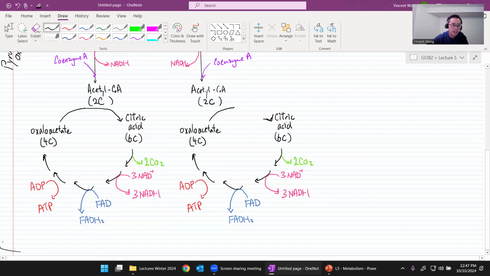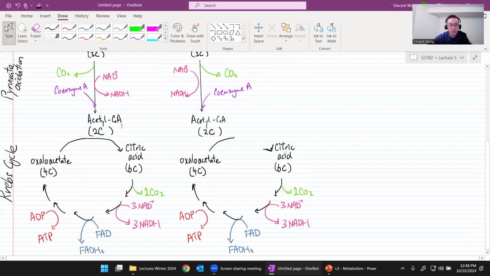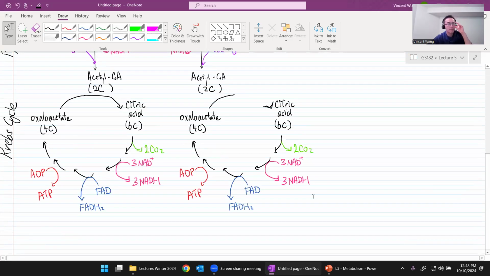Okay, and this is the Krebs cycle. Okay. So this happens in the matrix. This is basically the summary of all the key products that you get as you break down glucose. Okay, I'll give you a moment to catch up, copy the stuff, and then we can go on from there.